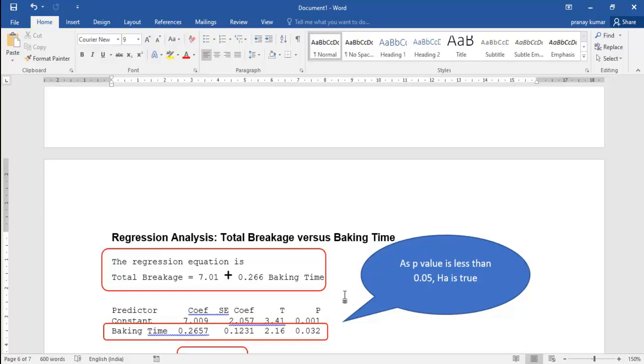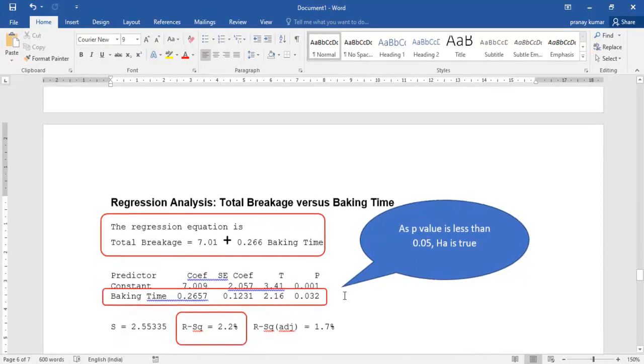और वो इक्वेशन आपको क्लियरली बता रहा है. सो इफ यू वर टू पुट इट मैथमेटिकली, बेकिंग टाइम का अगर कोई वैल्यू हमने डाल दिया, लेट्स से 14 मिनट्स, मुझे एग्जैक्टली पता चल जाएगा कि ब्रेकेज कितना होगा. 10.73.